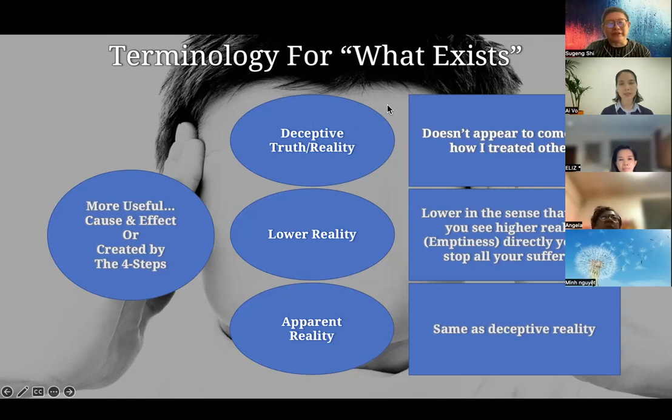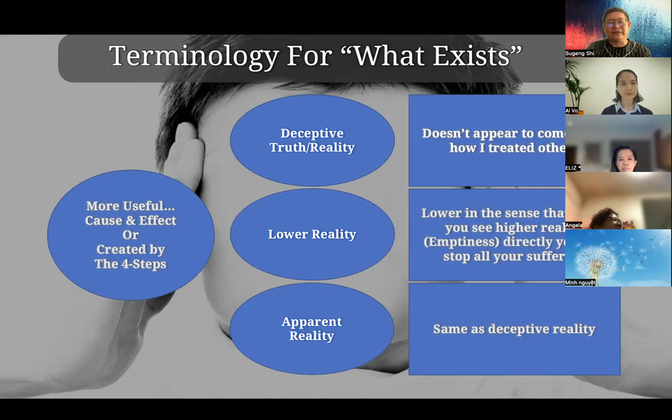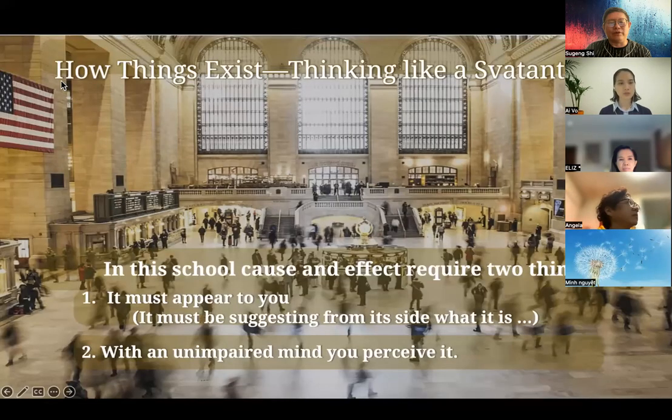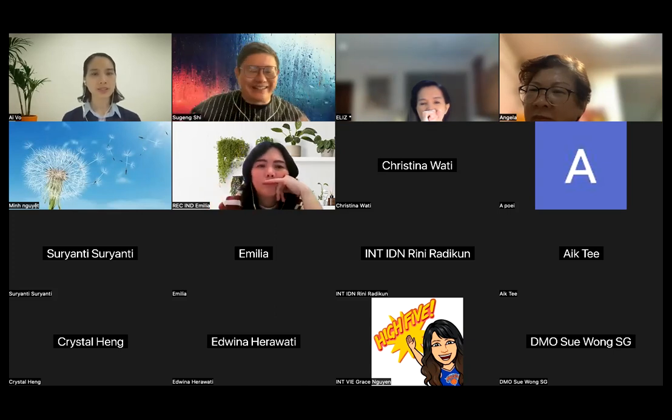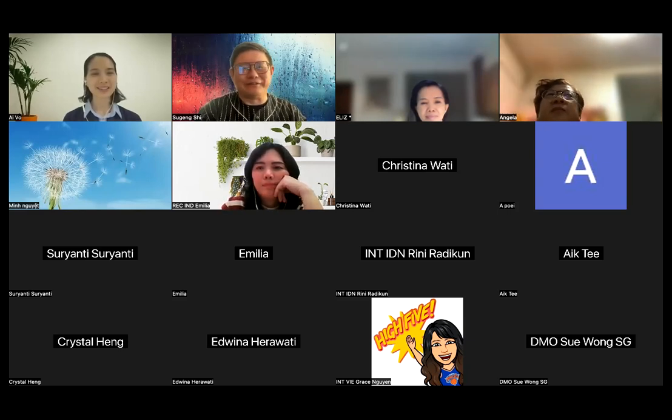Now, let's go through this quickly, and then we will go into more details of the gacha. So how things exist, when we think like a Svatantrika, like the independent branch of the middle way. In this school, let's get rid of the PowerPoint. I don't really like the PowerPoint. Let's talk. I try not to rely too much on PowerPoint. It will become very inflexible.